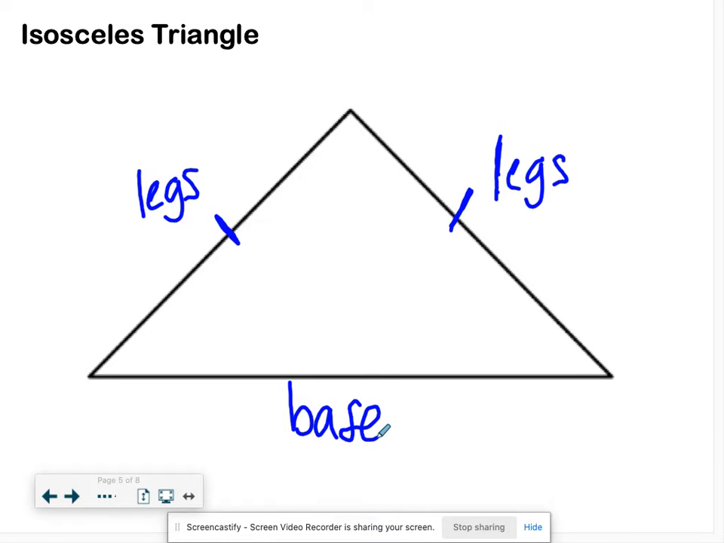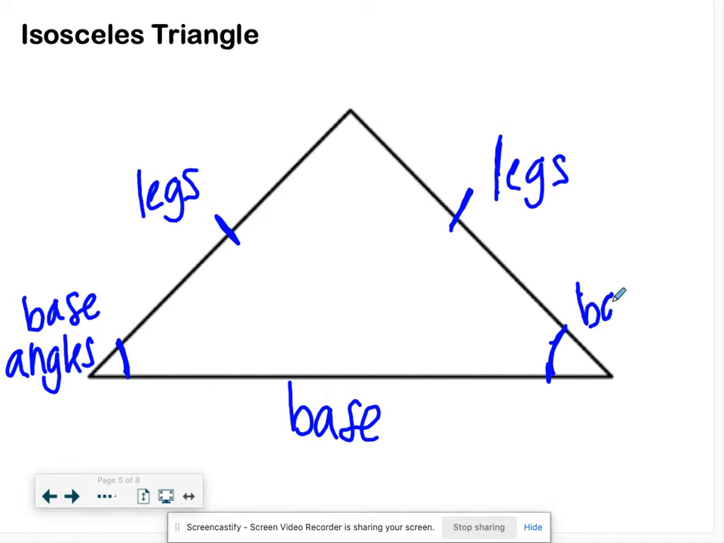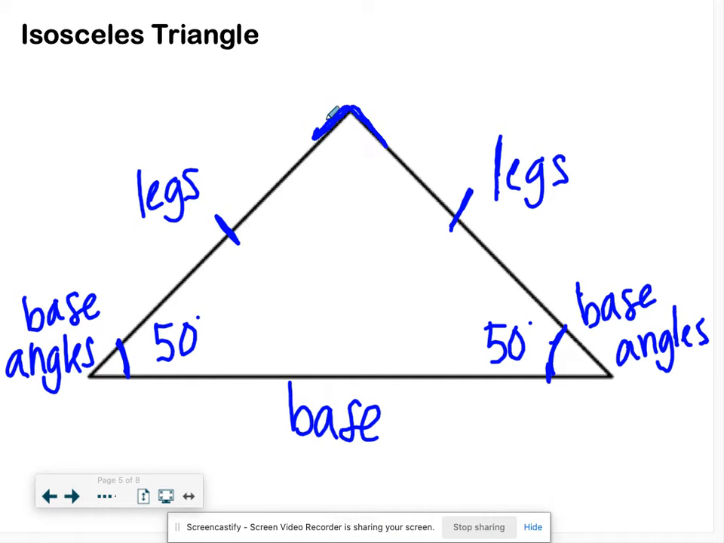And then we actually have names for our angles. The ones that are down on the base are actually called base angles. This one over here is a base angle. And what's nice is our base angles are the same measure. So if this one's, let's say, 50 degrees, so is this one. They're the same. And the last thing is this top angle up here is the vertex angle.